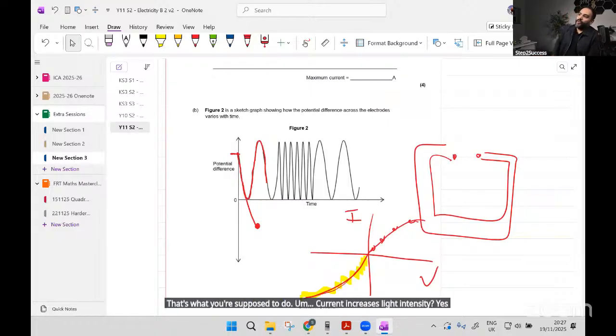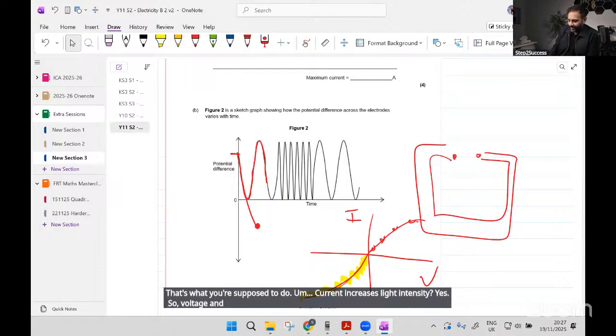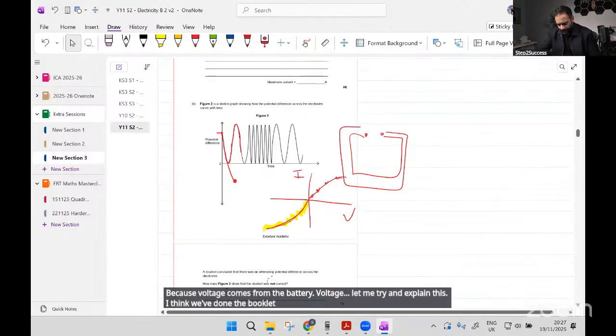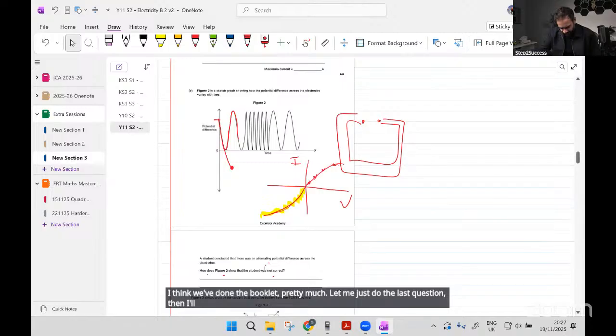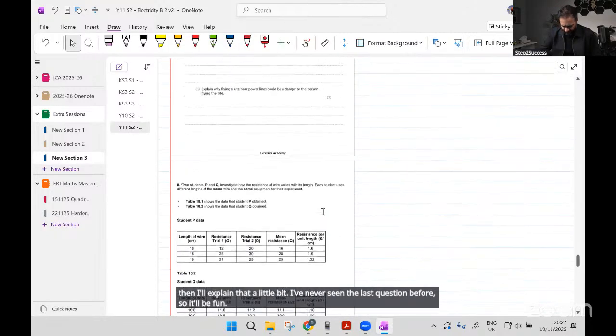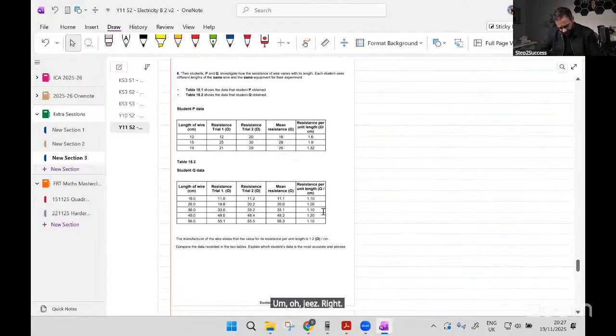Yes. So voltage and current are kind of intertwined because voltage comes from the battery. Voltage, let me try and explain this. I think we've done the booklet pretty much. Well, let me do the last question, then I'll explain that a little bit. I've never seen the last question before, so it'll be fun. Oh, jeez. Right, okay.